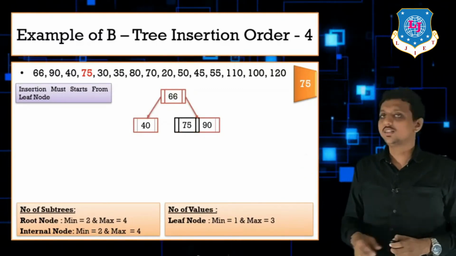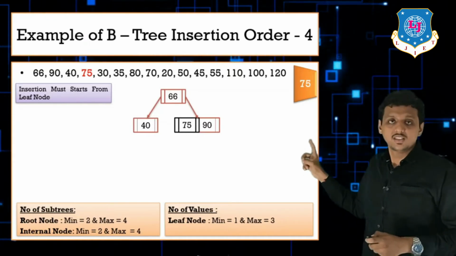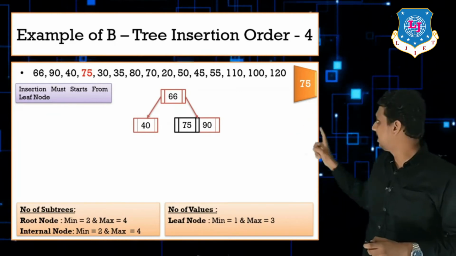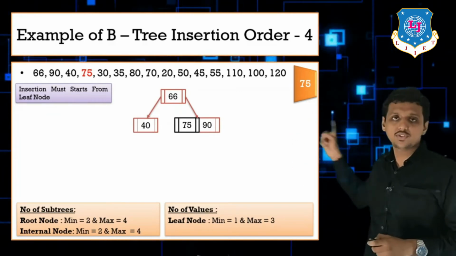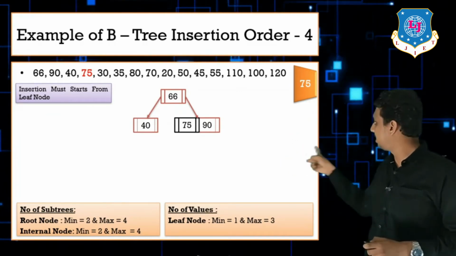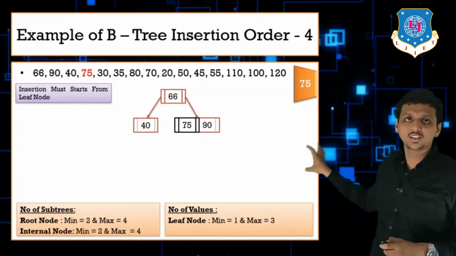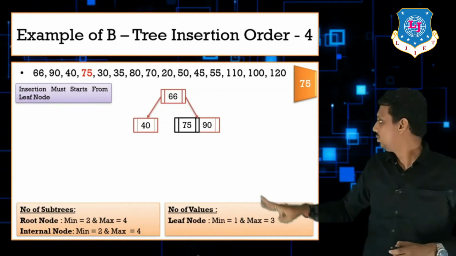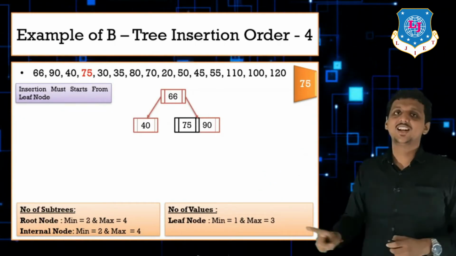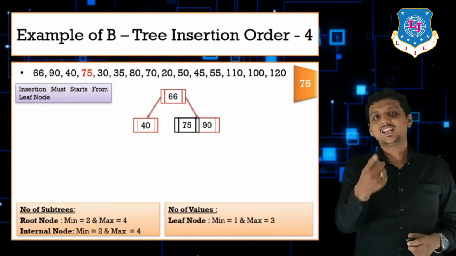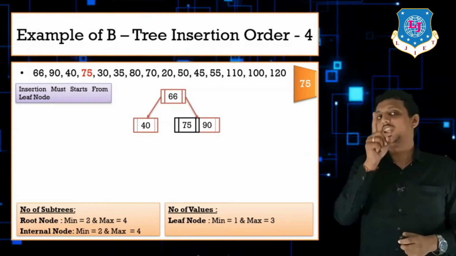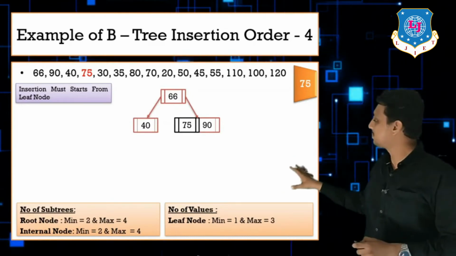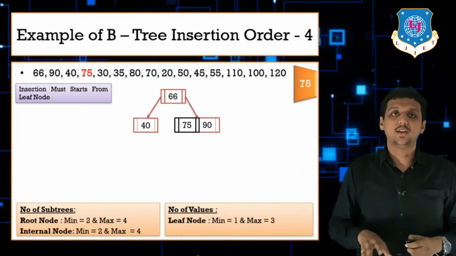Here it is 90, and 75 is greater than 66, so it must be on the right side of 66. Now check the 90 node: how many elements can you insert at that position? Three. You have only one, that is 90. That's why we can insert 75 directly there, on the left side of 90. So this is my final answer after inserting 75.